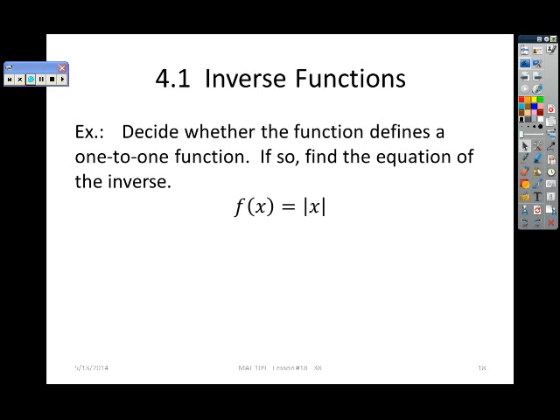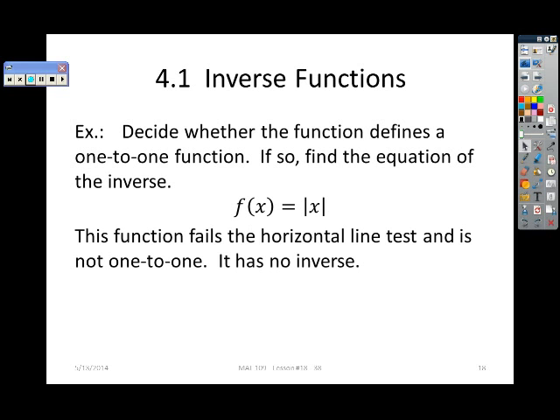Here's a function. What's its inverse? First thing you want to do is check, is it 1 to 1? You have to remember now what that looks like. What does the absolute value function look like? It's a v. It's a function. We know that because it passes the vertical line test. Does it pass the horizontal line test? No. So there is no inverse for that one.